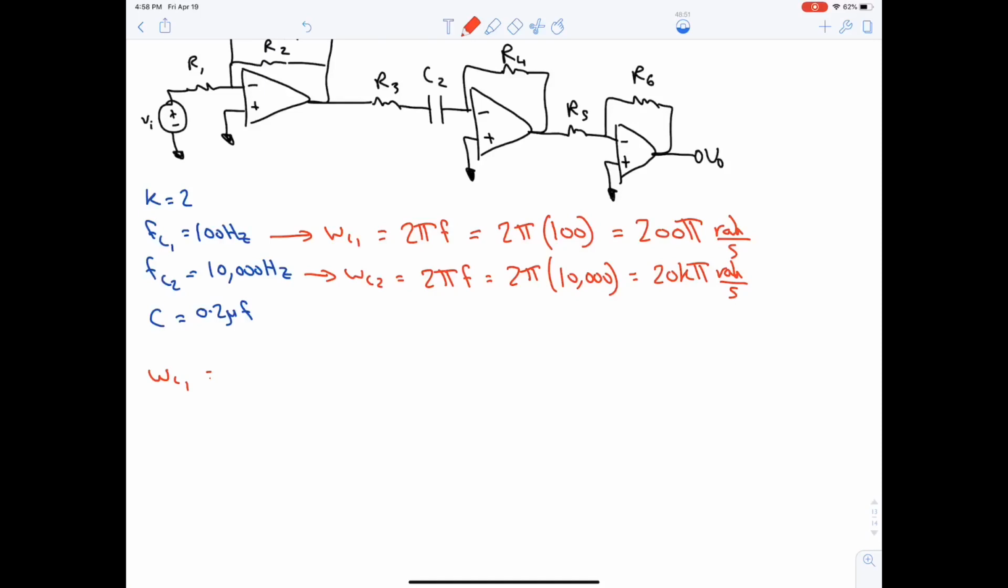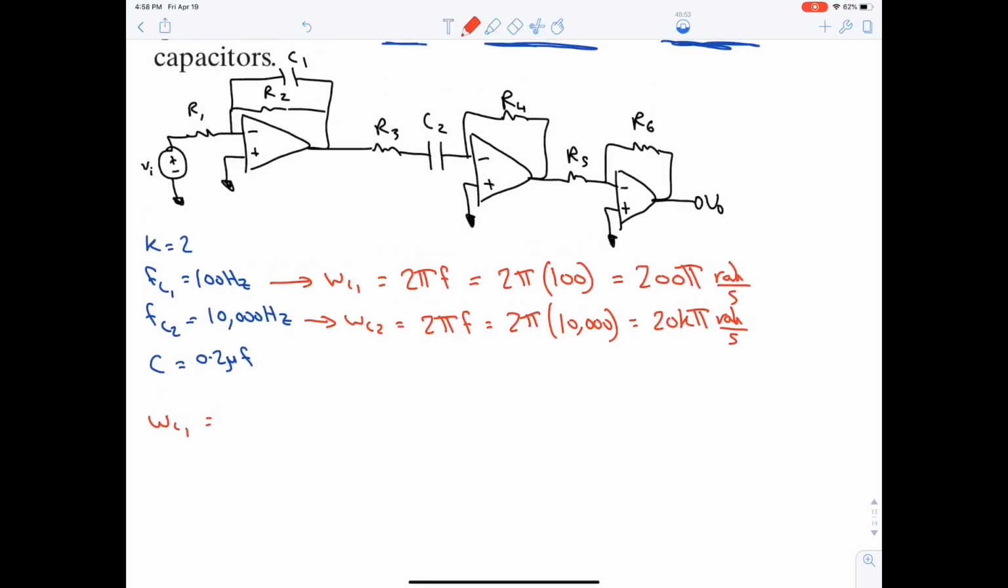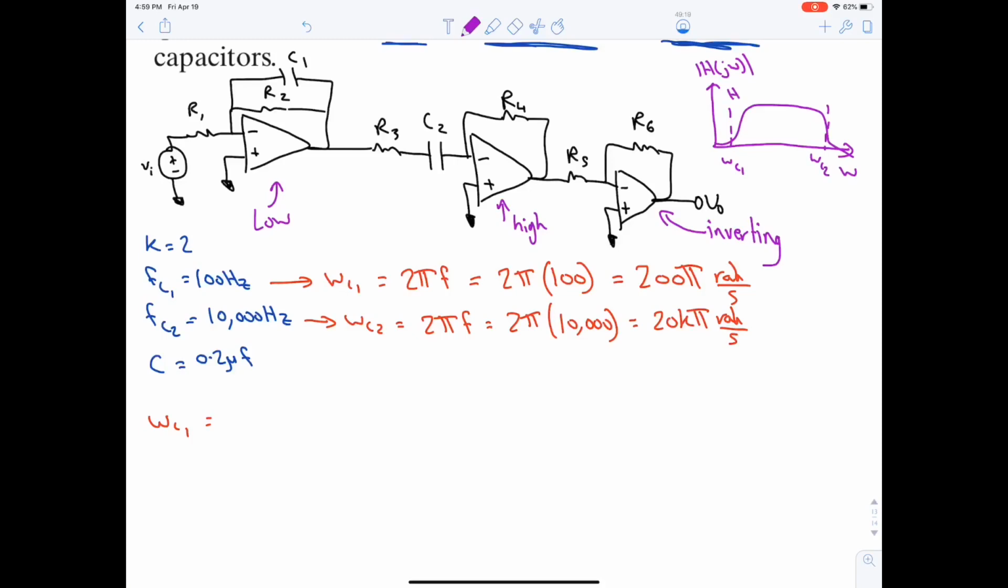Okay, what is the equation of omega C1? Is it for the low or the high? Low, this is high, and this is inverting. Now we said that the magnitude plot will help us identify which is which. This is the active bandpass, this is omega C1, this is omega C2, this is the high, and this is low. So for high it will be omega C1. Okay, so omega C1 is equal to 1 over R3C2.